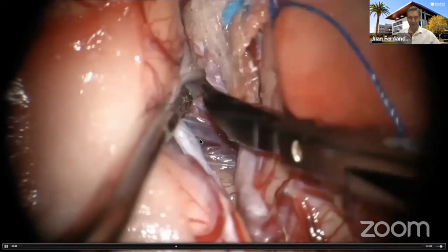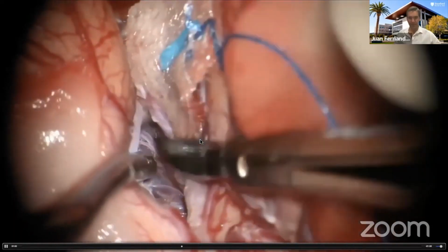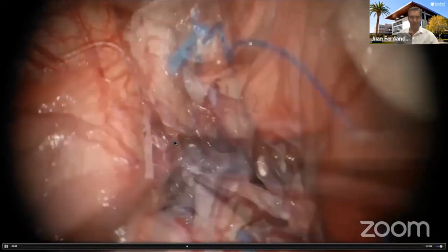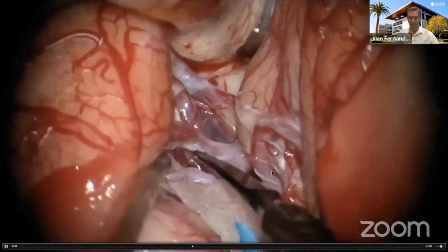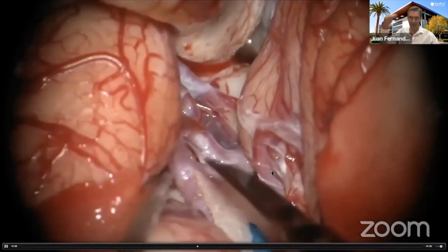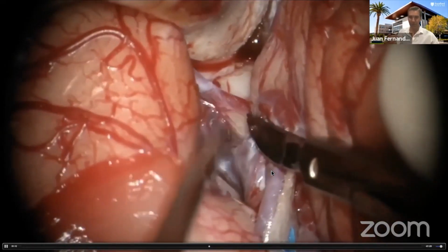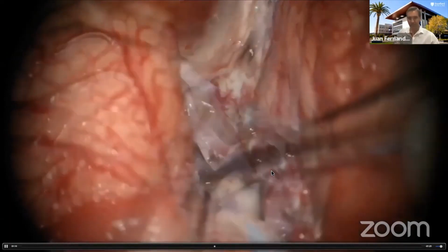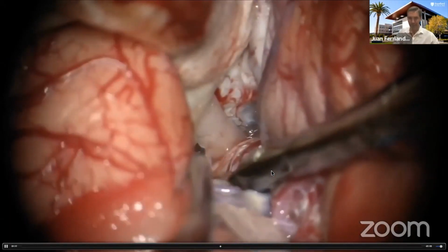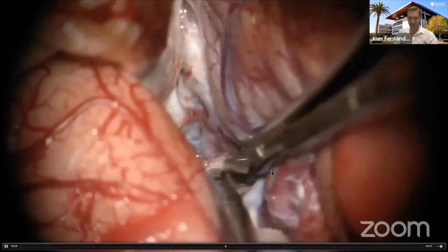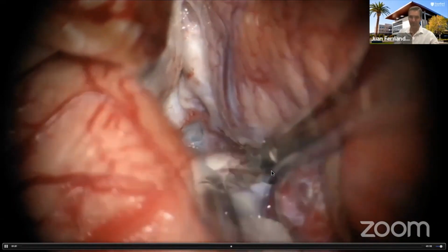But the beauty of this is that you can identify, for example, the lenticulostriate arteries. And those are very important arteries to identify, because they form the roof, the upper limit of your resection. And I like to see them so I know where they are and I know how to preserve them. I like to also see the third nerve and dissect the arachnoid of the third nerve so I can separate the uncus from the third nerve.